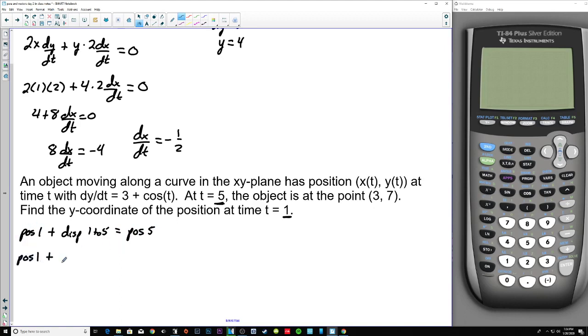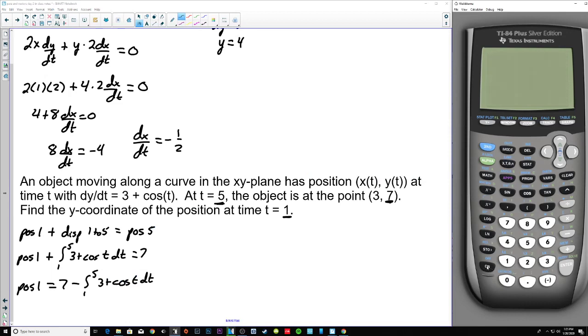Position at 1 plus the integral from 1 to 5 of 3 plus cosine t, that's dy/dt, is equal to the position of y at 5, which is 7. So what we want is position 1, and that's equal to 7 minus the integral from 1 to 5 of 3 plus cosine t dt. Well, we could integrate this by hand, but we don't know what the cosine of 1 is. We don't know what the cosine of 5 is, so we're going to use our calculator to finish this up.